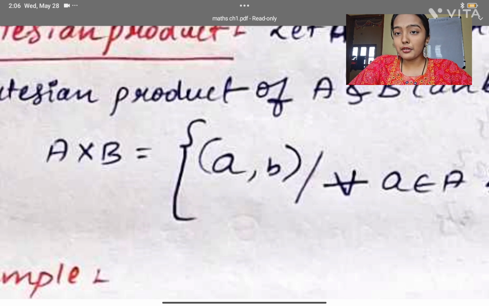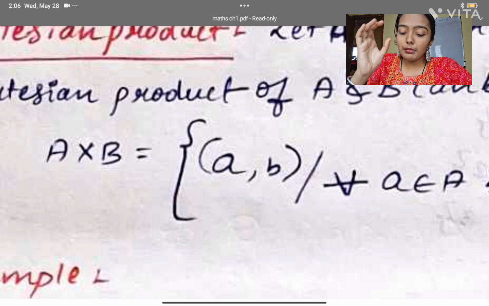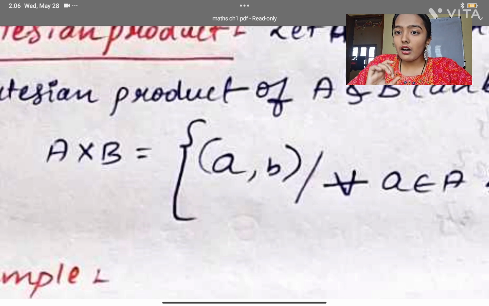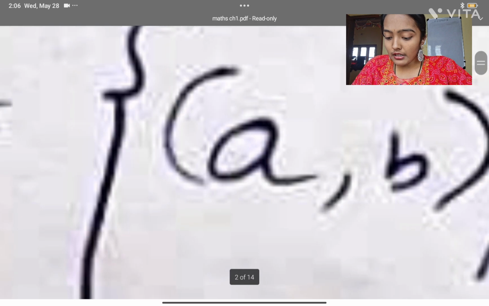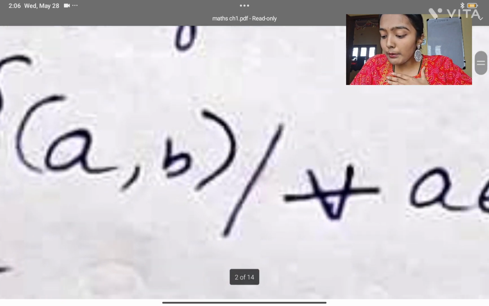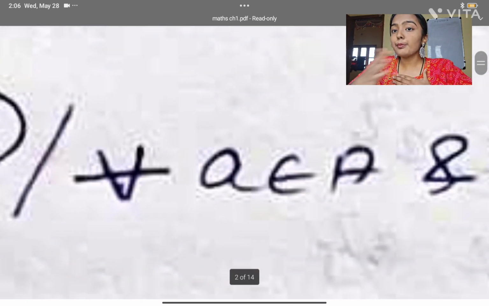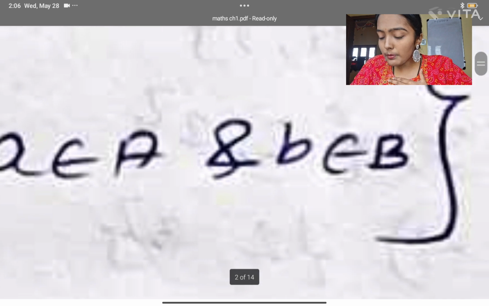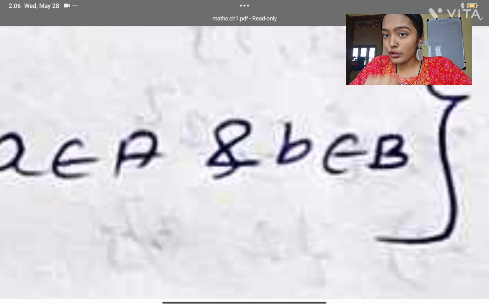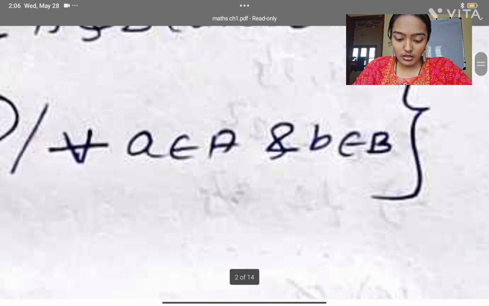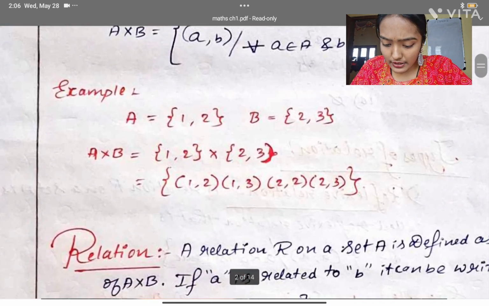I don't know your name actually. So B is you, and small b is the number of elements you have with you. Small a, the elements I have, belongs to my set A, and small b, the elements you have, belongs to set B. This is the belongs-to sign.